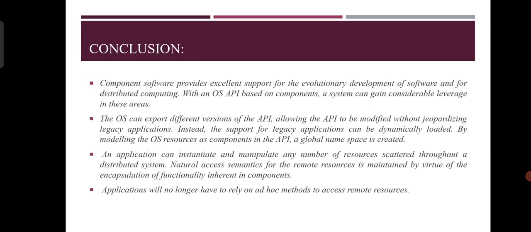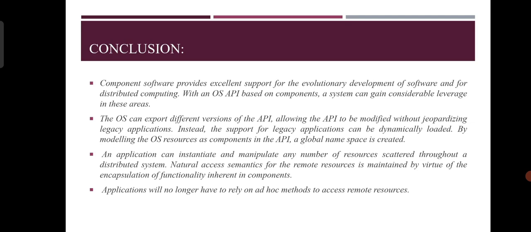Conclusion. Component software provides excellent support for the evolutionary development of software for distributed computing. With OS APIs based on components, a system can gain considerable leverage in these areas. The OS can export different versions of the APIs, allowing the APIs to be modified without jeopardizing legacy applications. Instead, the support for legacy applications can be dynamically loaded.